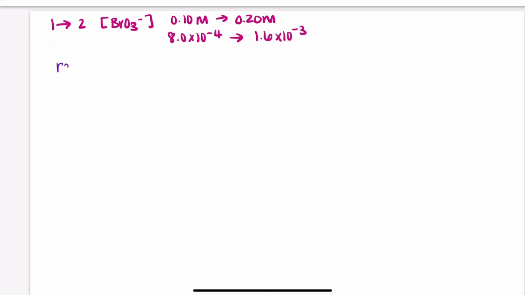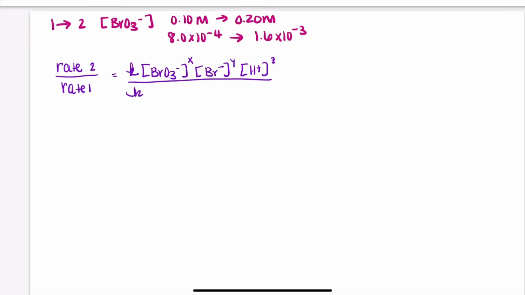So I'm going to say rate of 2 divided by rate of 1, K times BrO3 minus raised to the X times Br minus raised to Y times H plus raised to Z, over K times BrO3 minus raised to X. Again, this is for reaction 2. This is for reaction 1.